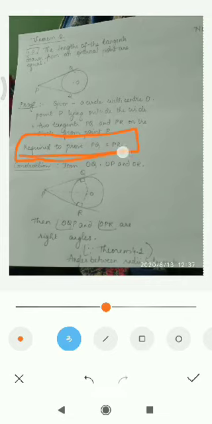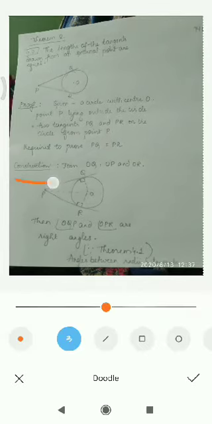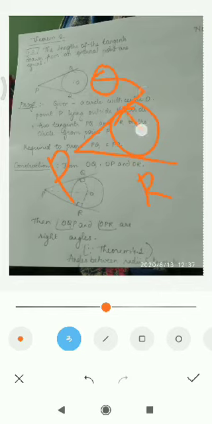What is required to prove? This is equal to this. This is what you have to prove. Construction: join OQ, OP and OR. So now you have seen this is the statement and now you have to prove it. So what will you do? You will draw the lines OP, OQ, OR, all imaginary lines. Now you will see that this is the circle, this is PQ, this is PR. This is the center O.